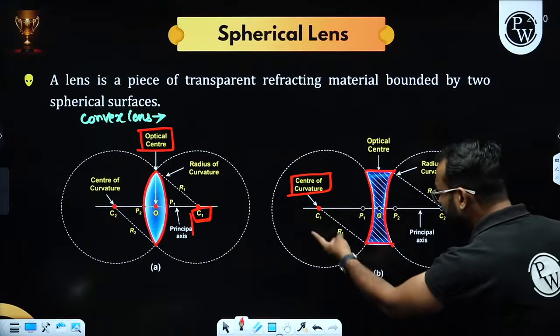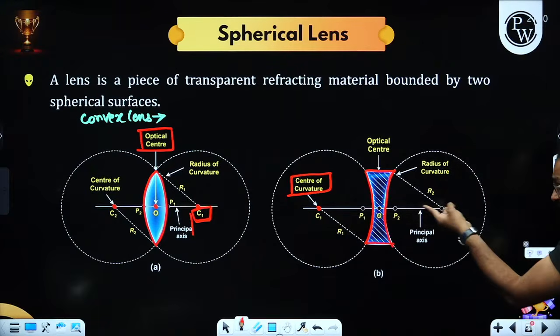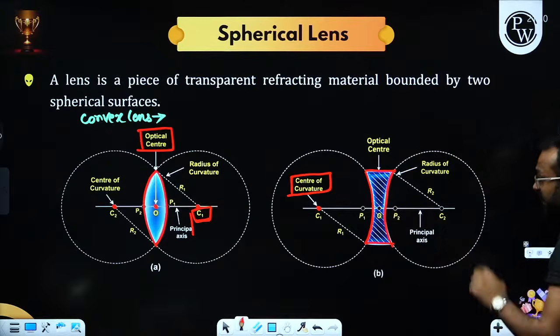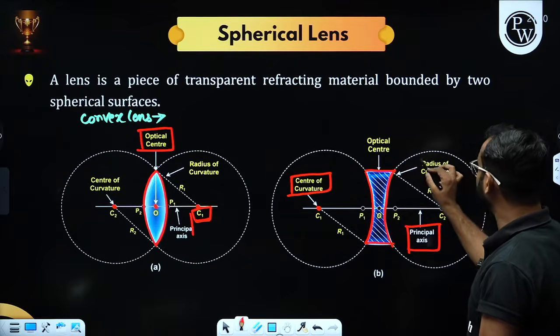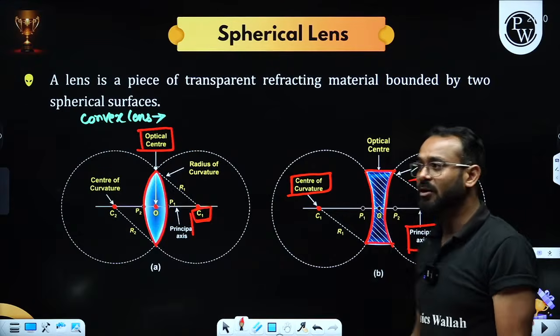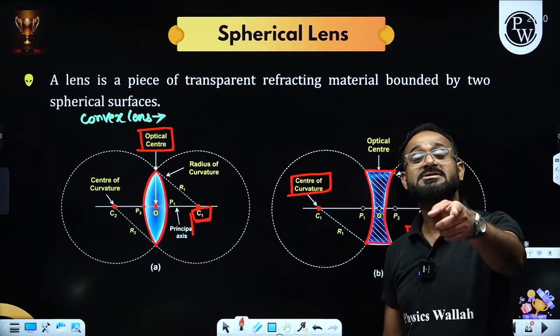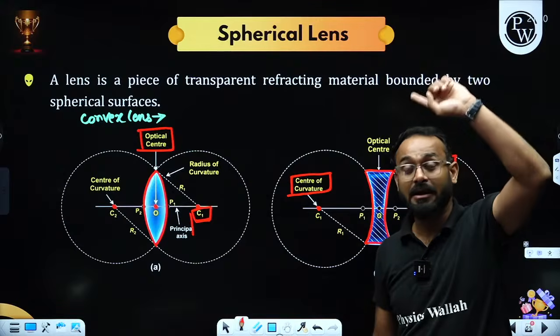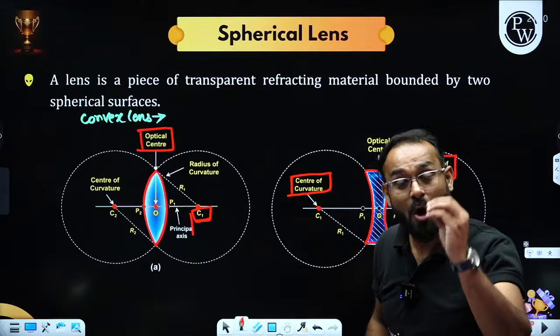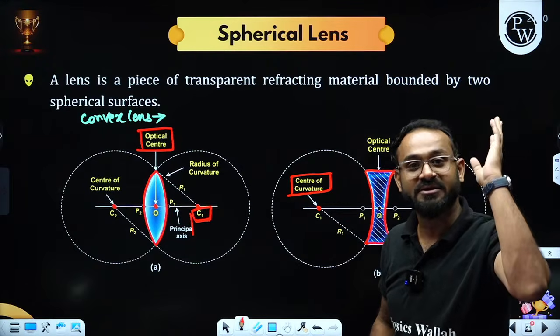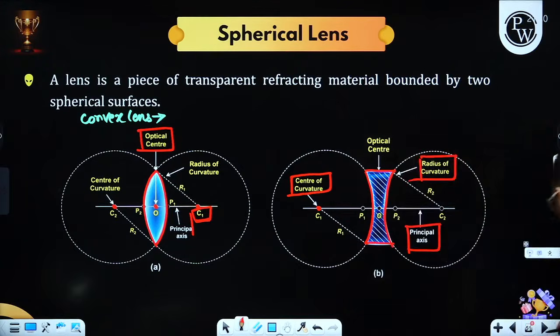Will there be any principal axis? Yes. Passing through the optical center and center of curvature, there will be a principal axis. Will there be any radius of curvature? Yes. What was the radius of curvature in a mirror? Distance from pole to center. Here, it is the distance from optical center to center of curvature. That will be the radius of curvature.